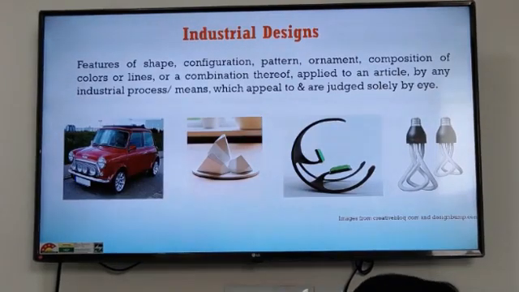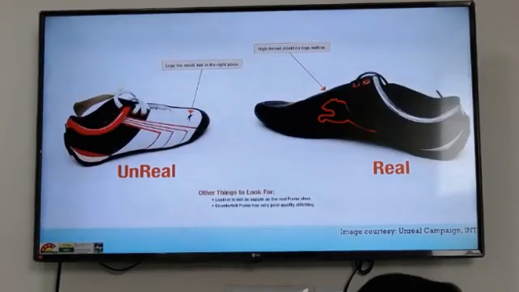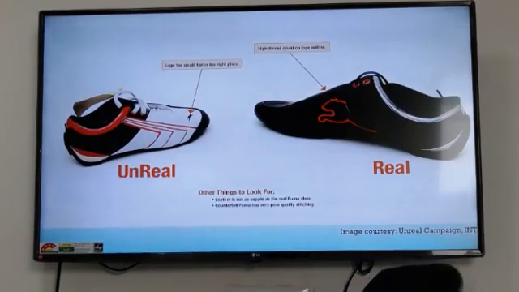Before I move on to industrial designs, I'm going to pause here and take a couple of last questions on trademarks.